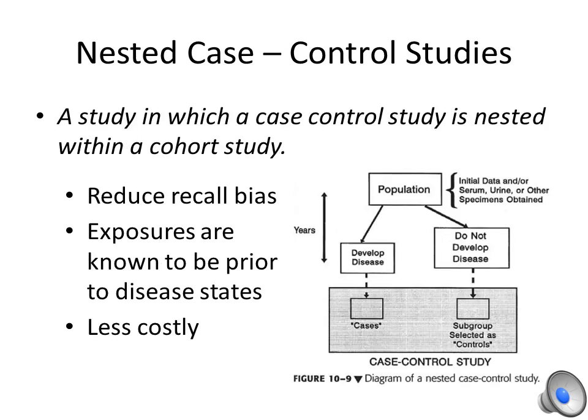Nested case control studies are done for similar reasons to case control studies. They are less expensive than a cohort study and can sometimes be carried out more quickly. Important distinctions between nested case control studies and regular case control studies are that nested case control studies reduce recall bias because the participants are interviewed at the beginning of the study before disease has developed. For the same reason, any exposure is known to be prior to the disease state, which is not true of case control studies. Finally, nested case control studies are often less expensive.